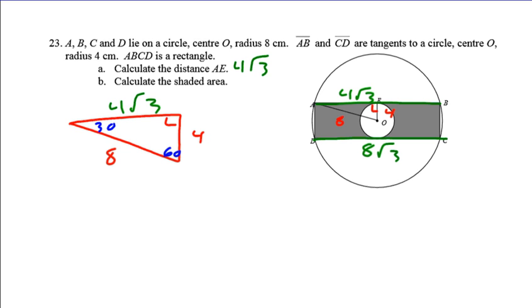And the area of the rectangle is going to be the length times the width for part B, which is 4 times 8 square root of 3. But that's not really a rectangle. It's a rectangle with the circle cut out. So minus the area of a circle, which is r squared times pi.